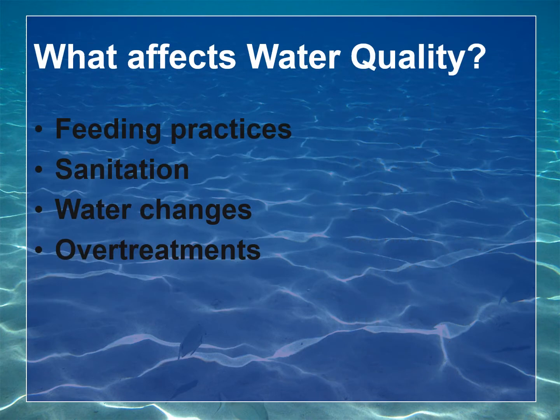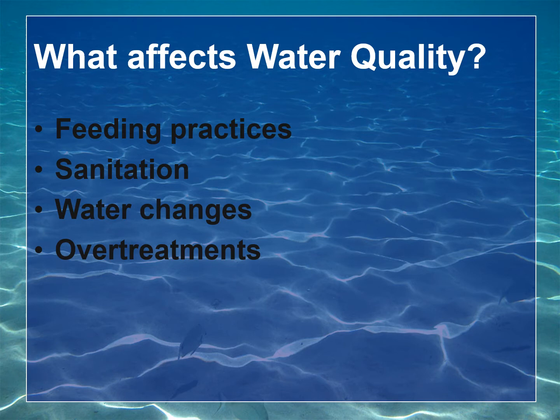So what would create a conducive environment for pathogens to infect the fish? Poor water quality can occur during any of these four scenarios. Feeding practices. If you see feed left over in the water, you are feeding too much. Not only does this cause poor water quality, you are wasting money.